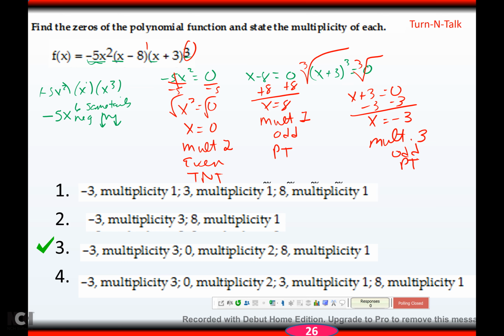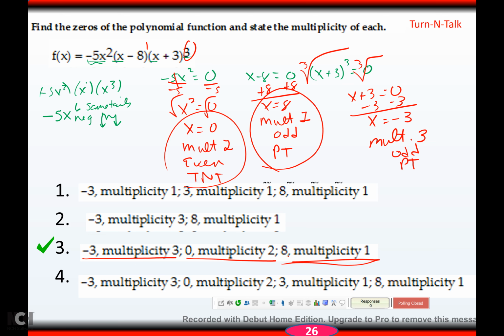If I was sketching this, which I didn't have to, so there's my negative 3, multiplicity 3, my 0, multiplicity 2, and my 8, multiplicity 1. But if I were going to sketch a graph of this, I know that both tails have to point down. I'm going to pass at negative 3, at 8, 1, 2, 3, 4, 5, 6, 7, 8, and at 0, and both tails have to point down.